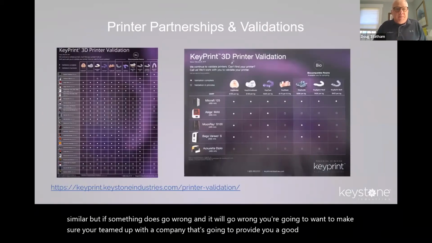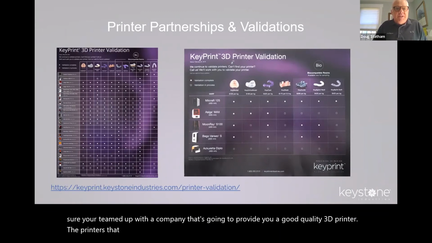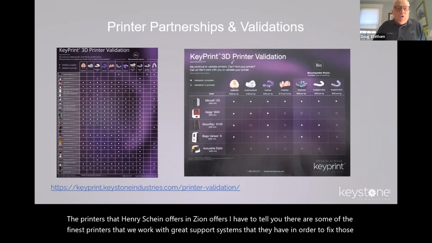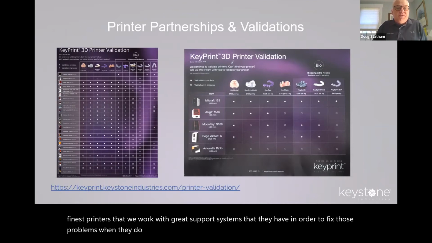Just to talk about the partnerships that we have with these validations, this will just give you an idea of some of the people that we work with. This website that's on there, keystoneindustries.com/printers validation. You can go on there if you are shopping for a printer. It'll show you all the different printers that we work with. This is a great tool to understand the difference between an open and closed system. This is changing literally week by week right now.